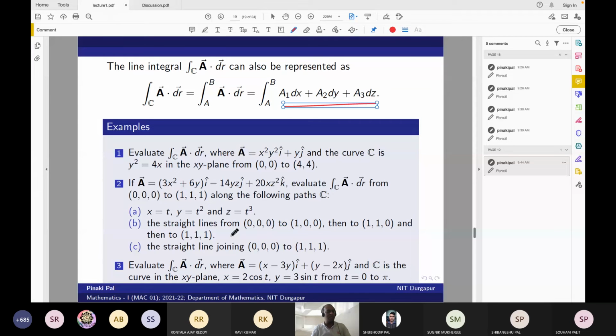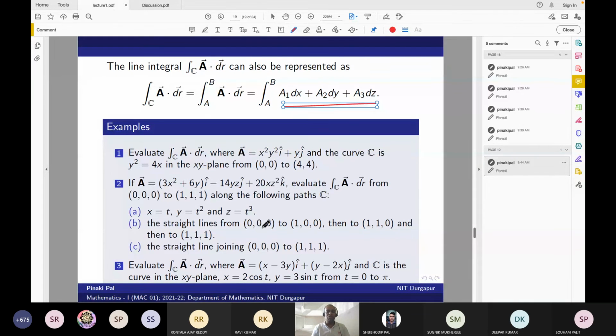Now in the second part, today I will leave. For the second part, what is the curve C we are following to reach from (0, 0, 0) to (1, 1, 1)? We are following a different path. First, we are moving from the point (0, 0, 0) to (1, 0, 0). And then we have to break the integral into different parts, and for each part we have to use the information.